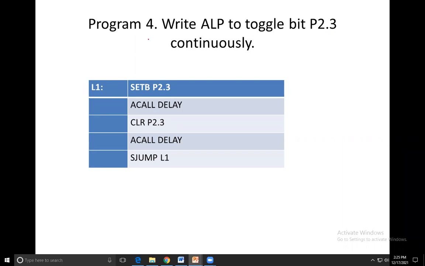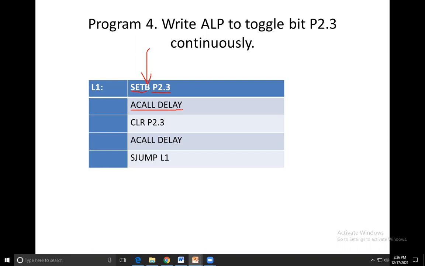See, for set and clear, we have to use SETB. Set means set, and this B means bit. SETB port 2.3 bit. Then again ACALL delay. Again we have to use ACALL delay.